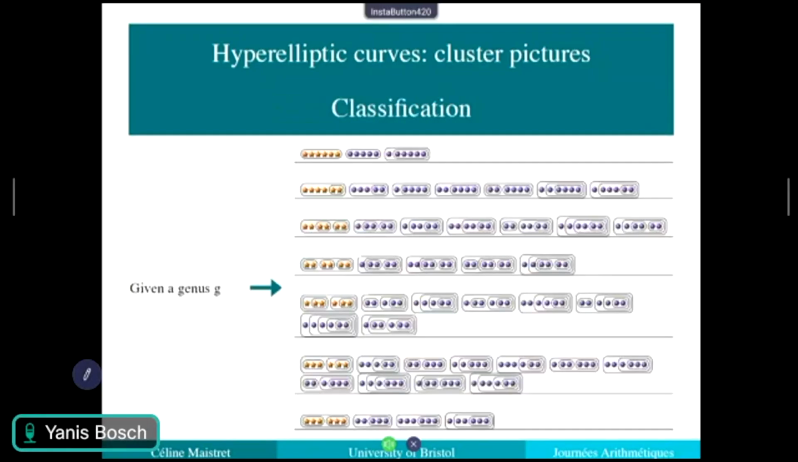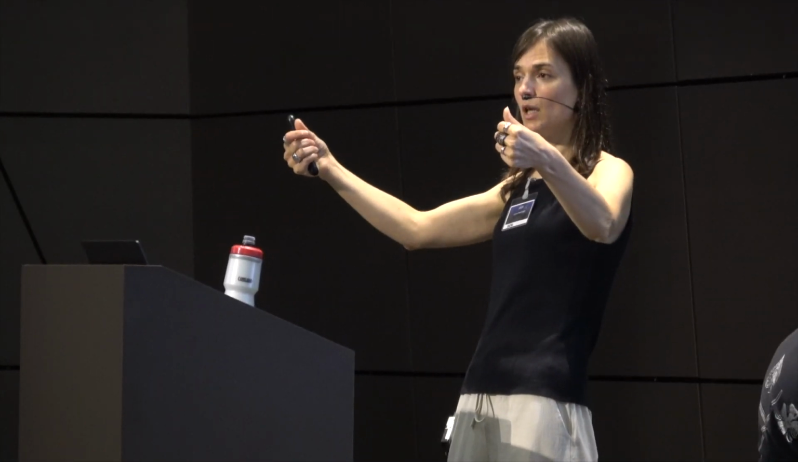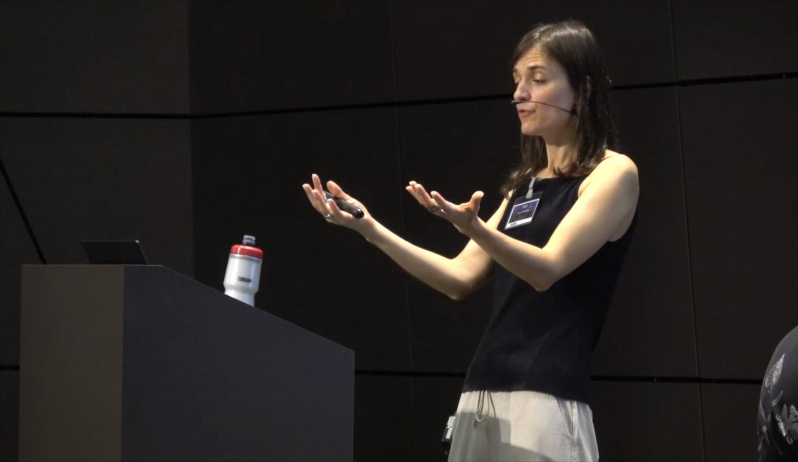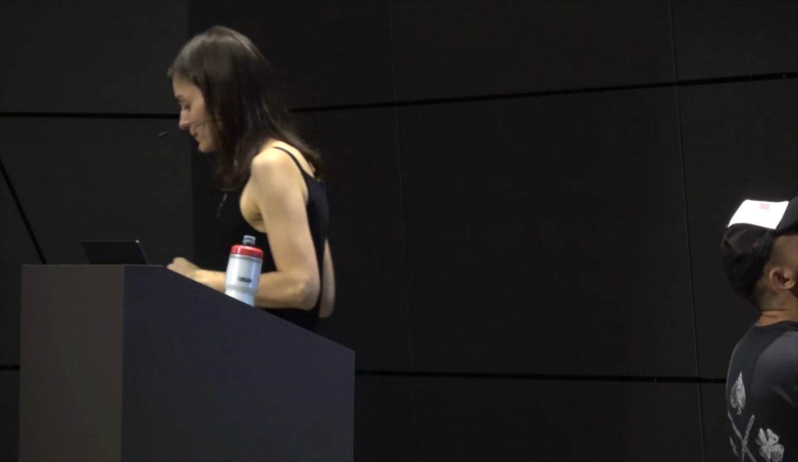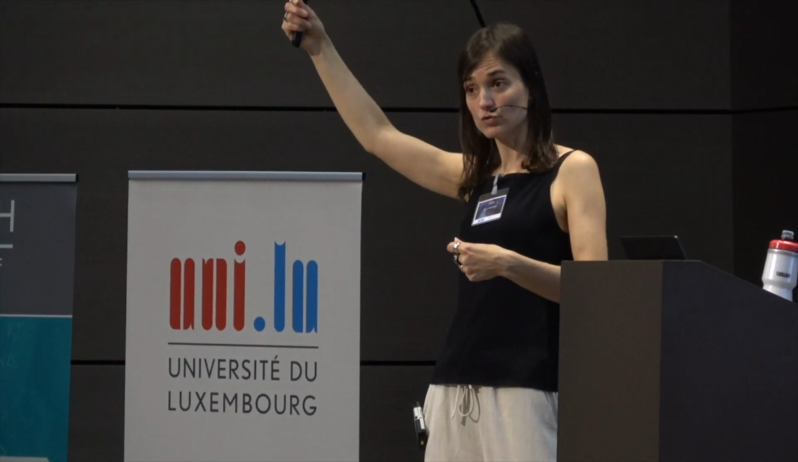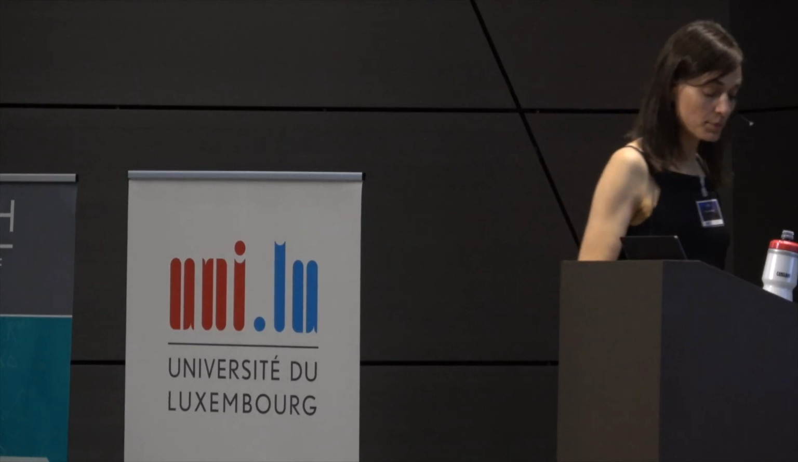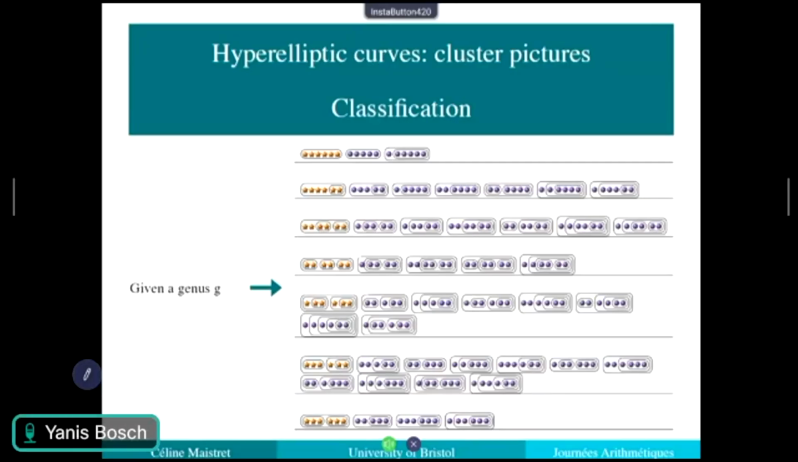So I emphasize the fact that it's combinatorial. Namely, if I give you a genus g curve, then you have a finite number of roots, which then can form finitely many clusters. So that classification is for genus 2. You may imagine that it will grow enormously as the genus grows, right? But nevertheless, this is a classification and it will come very handy.